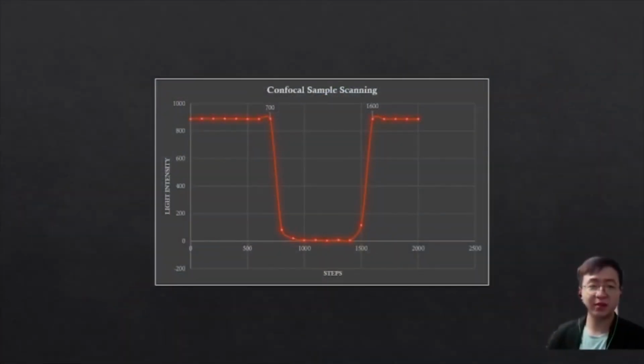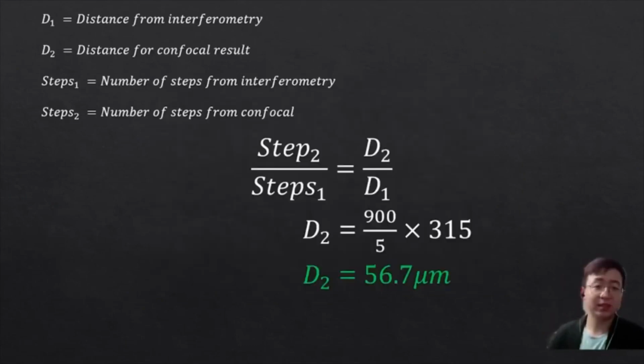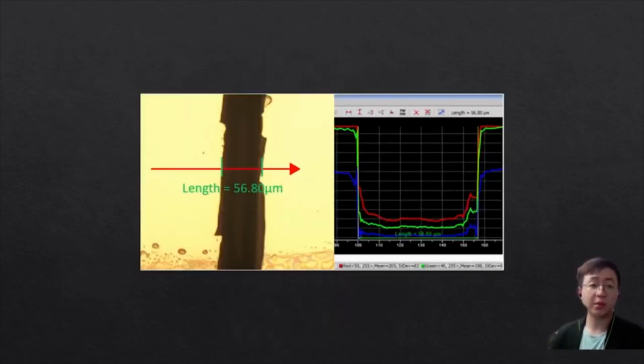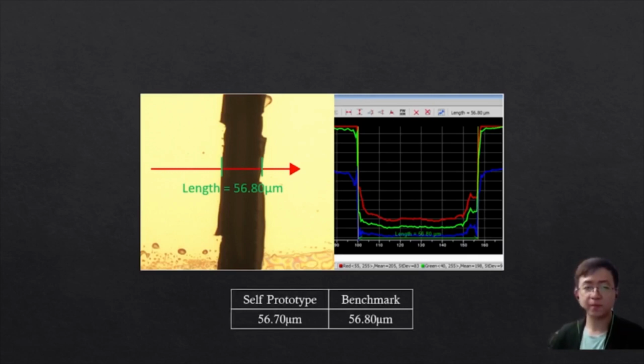So this is the result of the confocal. The distance between these two peaks are 900 steps. The distance of gap that we collected is 56.7 microns. So for the benchmark, we will be using the Nikon Eclipse LV150N. Wow! The value that we collected is 56.8 microns. Do you remember how much we got for the confocal? It is not that far, just 0.1 microns.